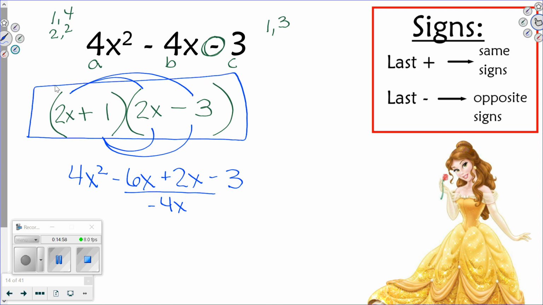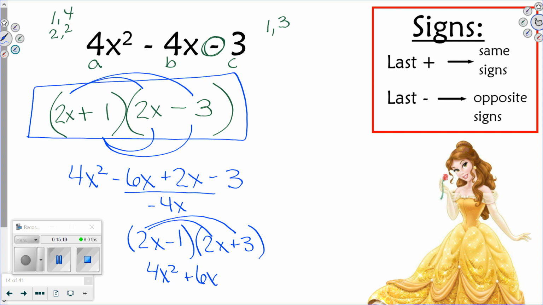doesn't matter. Now I see why he's saying doesn't matter, because they're both 2's, right? These are both 2's, so did it really matter? What if I had done 2x minus 1 and 2x plus 3? Would it change my answer? That would give me 4x squared plus 6x minus 2x minus 3. Did it change it? That's positive 4x.